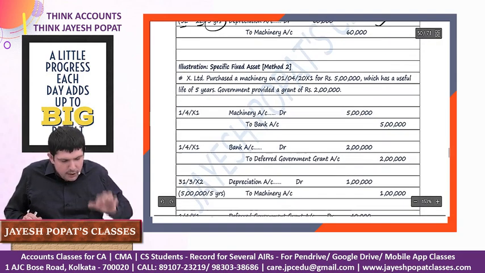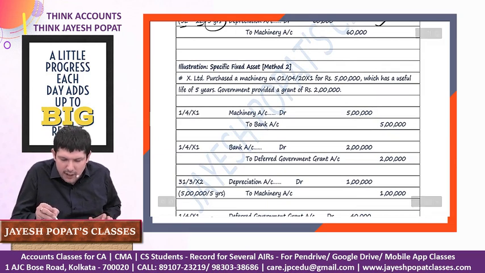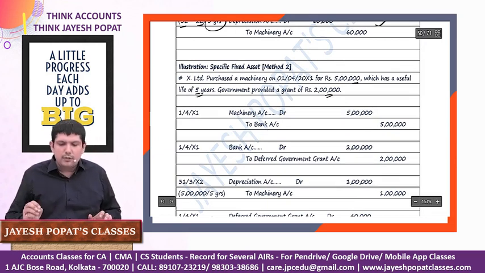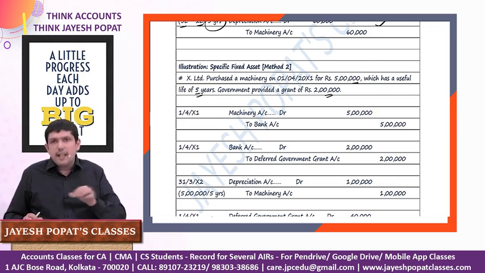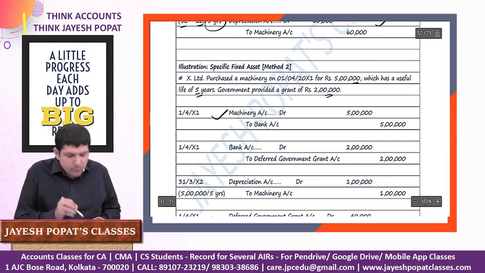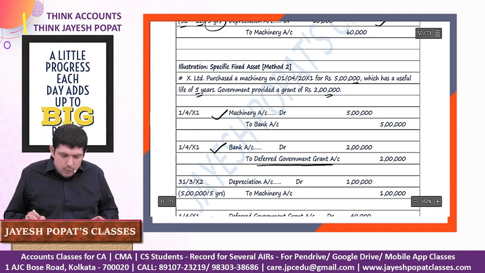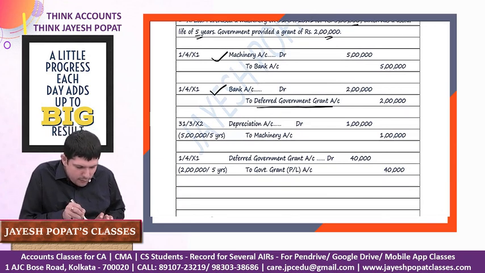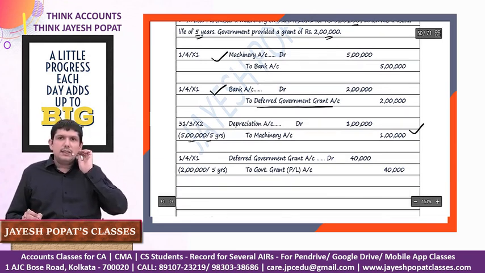If we are following method 2 under the same circumstances, X Limited purchased a machinery on this date for 5 lakh which has a useful life of 5 years and the government provided us a grant of rupees 2 lakh. Now this is a depreciable asset, we'll treat this 2 lakh as a deferred income, right? So we'll say machinery account debit to bank 5 lakh. Bank account debit to deferred government grant account rupees 2 lakh. Now we'll depreciate this asset over a period of 5 years. Therefore 5 lakh divided by 5, 1 lakh will be the depreciation charge on this asset.